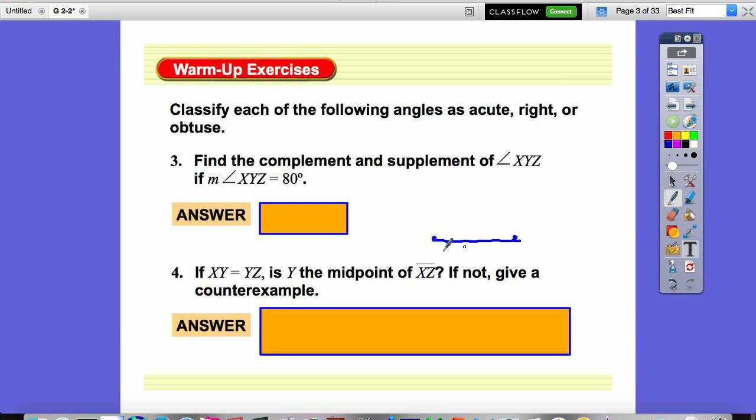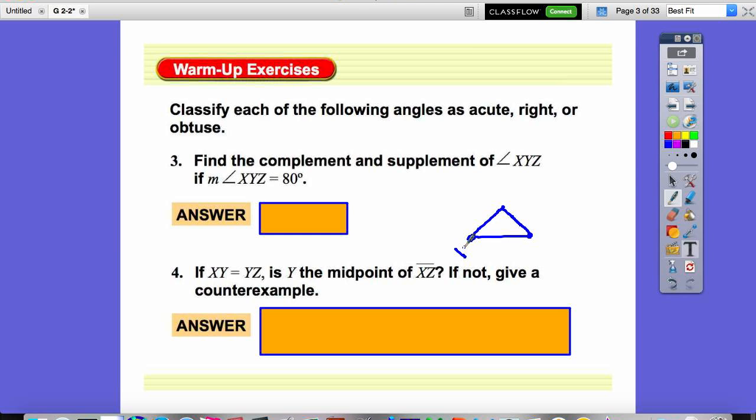So if I have a diagram like this, and I have x and I have z, if xy is congruent to yz, then obviously y is a midpoint, but can we come up with another way that we could draw this picture and have y not be? Well, they did not tell us that x, y, and z are collinear.